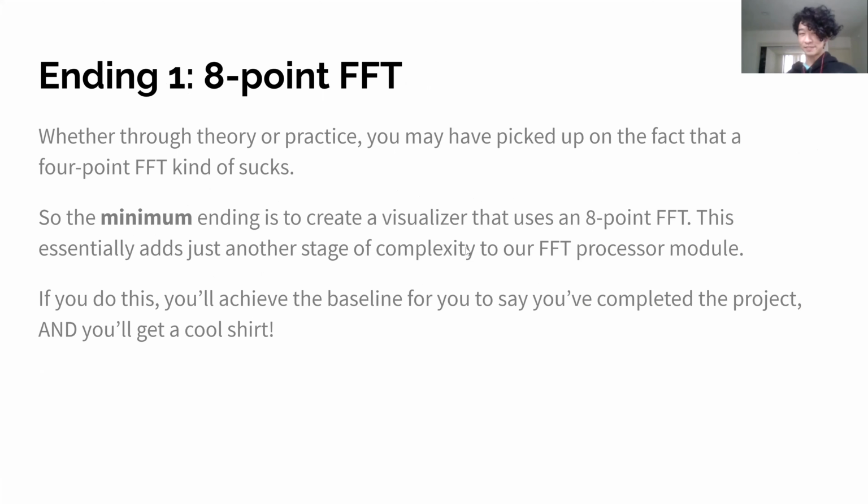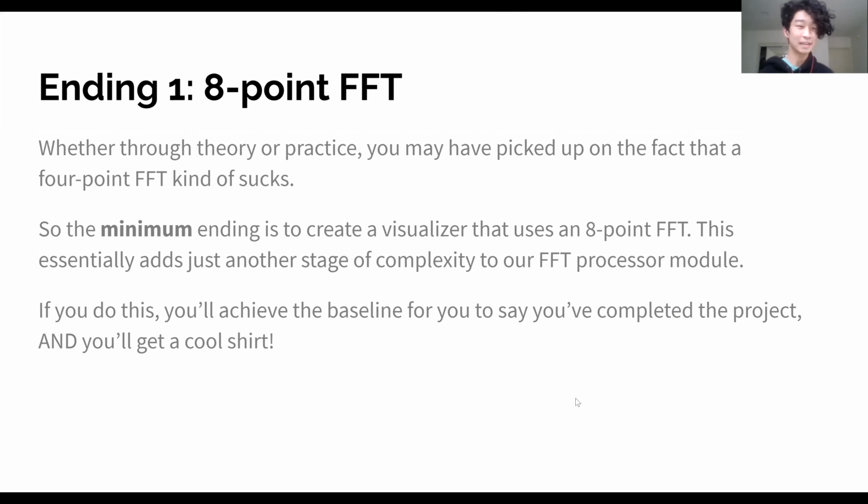The first possible ending, the most basic one, is the 8-point FFT. I know in lab 4 we made a 4-point processor, and, low-key, the 4-point processor kind of sucks. So at the minimum, we want you to get at least up to the 8-point FFT. This is just going to be another stage of complexity on top of your FFT module. It's not going to be anything too crazy, and this is basically the baseline that we want for you to have when you complete DAV.